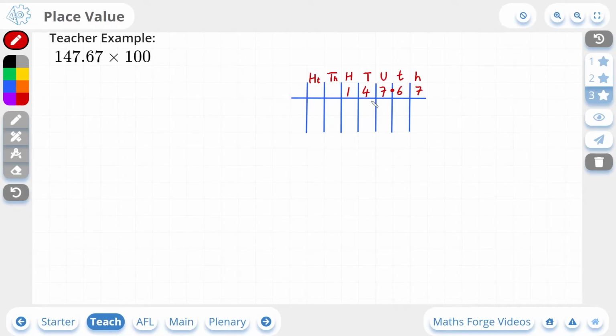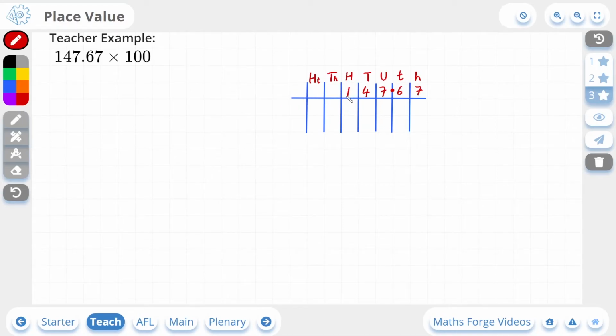All of these digits here are going to get 100 times larger. That means that they're going to shift 2 spaces to the left into the new place value. The reason it's 2 spaces to the left is because we have 2 zeros. If we had 3 zeros, so if we were timesing by 1,000, then they'd shift 3 spaces to the left. The reason it's to the left is because this shows that the numbers are getting larger. They're going into a larger place value.